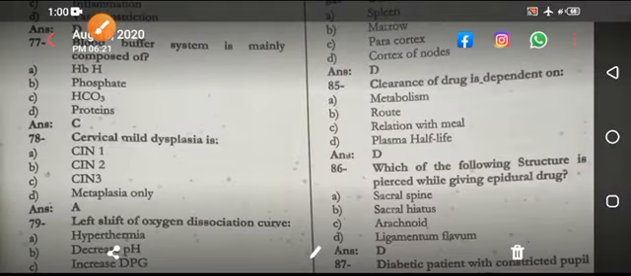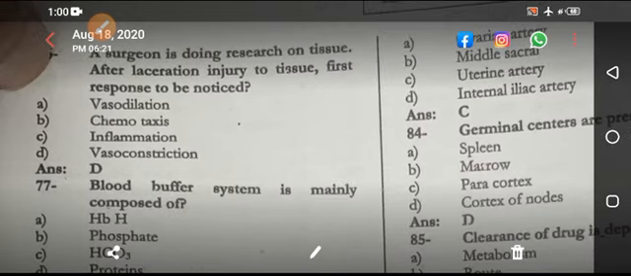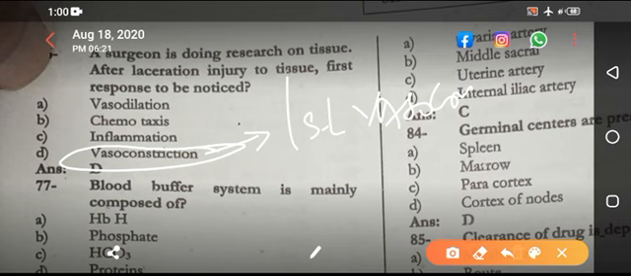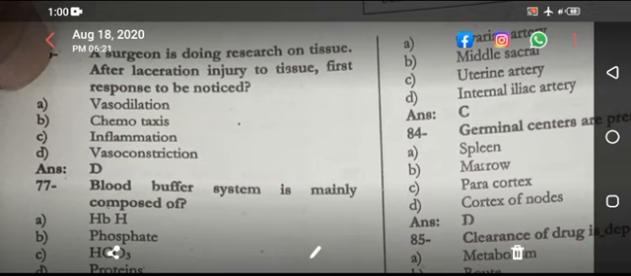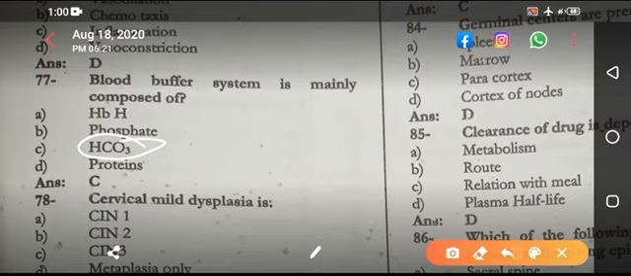Coming next, a surgeon is doing research on tissues after laceration, injury to the tissue. So if there is injury to the tissue, what is the first response? Vasoconstriction. This is the first response you see after the tissue injury. That is vasoconstriction. Coming next, blood buffer system is mainly composed of bicarbonate. Right answer.